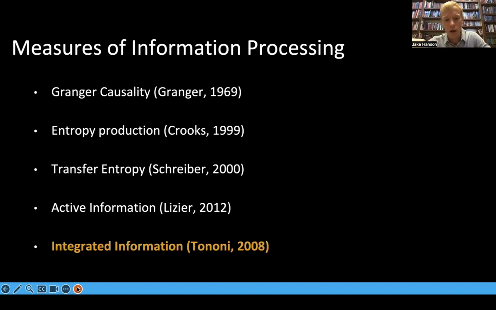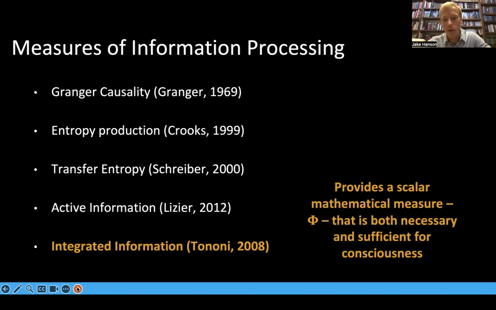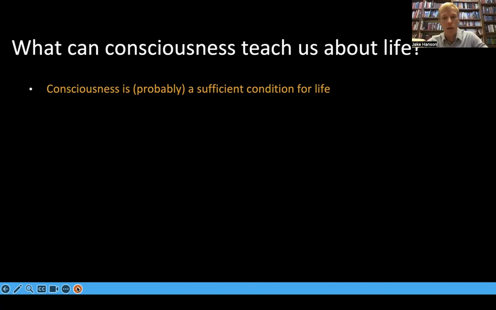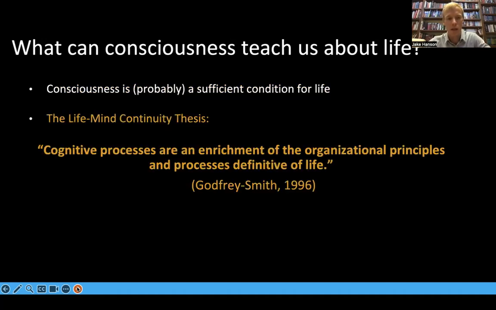The best by far was integrated information theory, because not only is it a measure of information processing, it's also a measure of consciousness. So that was a surprising benefit to this measure of complexity, because consciousness is pretty much a measure of life. So I don't think it's hard to argue that consciousness is a sufficient condition for life. You can take the stance that maybe you can have consciousness without life, but it's pretty easy to argue if you have a measure of consciousness, you have a measure of life.